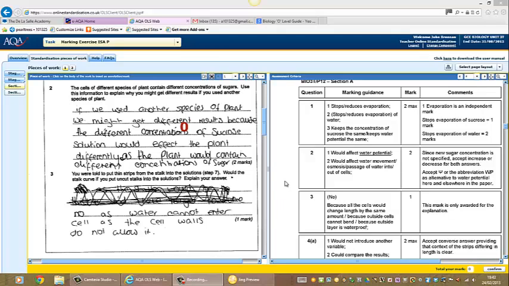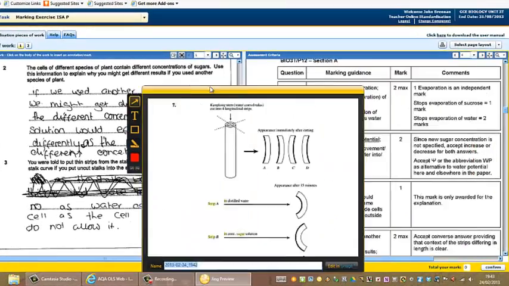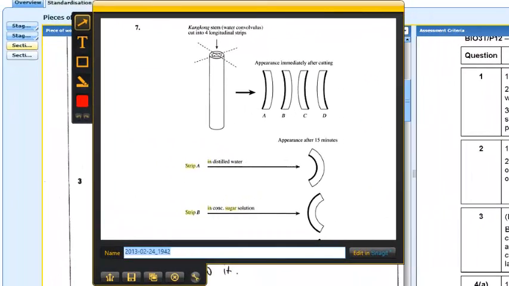Now, question 3. You were told to put thin strips from the stalk into the solutions. Would the stalk curve if you put uncut stalks into the solutions? Explain your answer. Well, it's an old standard question in biology, this one. And what you've done here, this is a stem that's been cut into longitudinal strips. And the point about this is the thickened section, the black section there, that's the outside layer of the stem, and that's waterproof. Water cannot penetrate it.